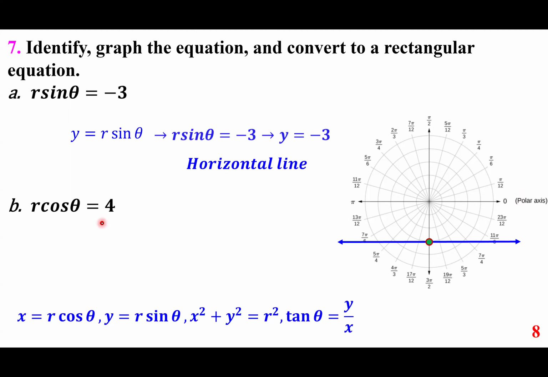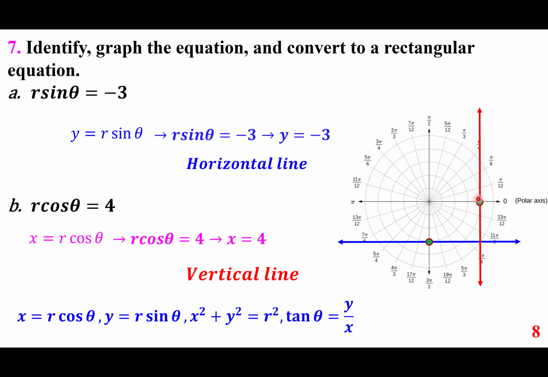r cosine theta equals 4. That's x equals 4, which is a vertical line. So you locate 1, 2, 3, 4. That means 4, 0, and then a vertical line.